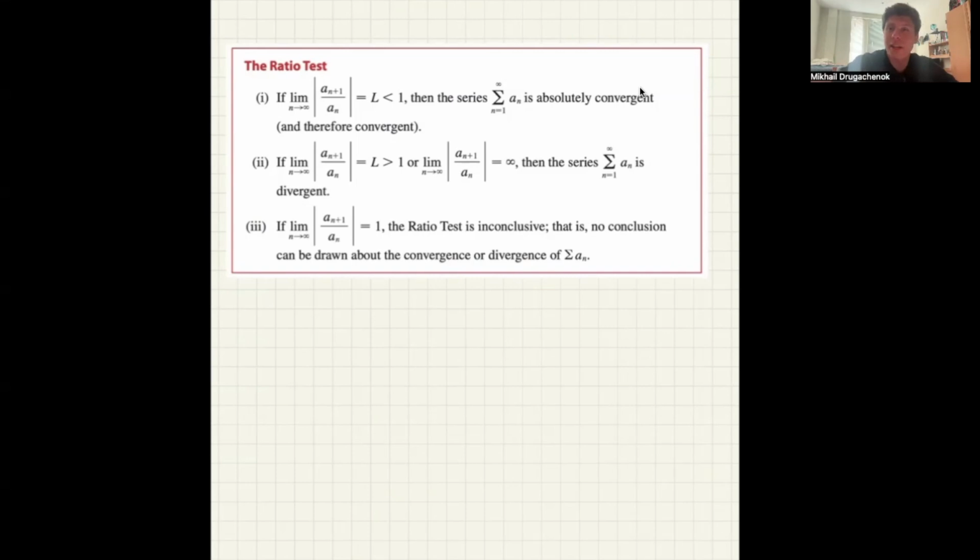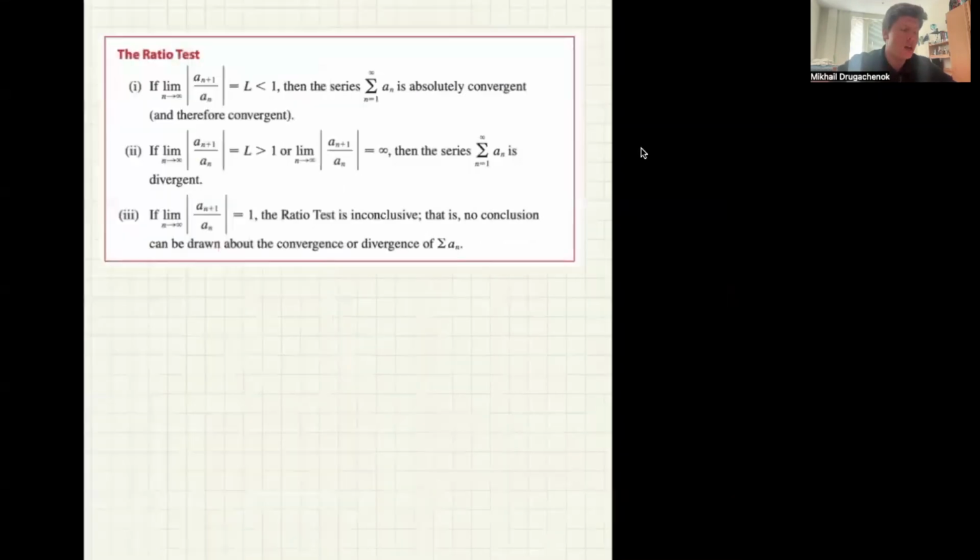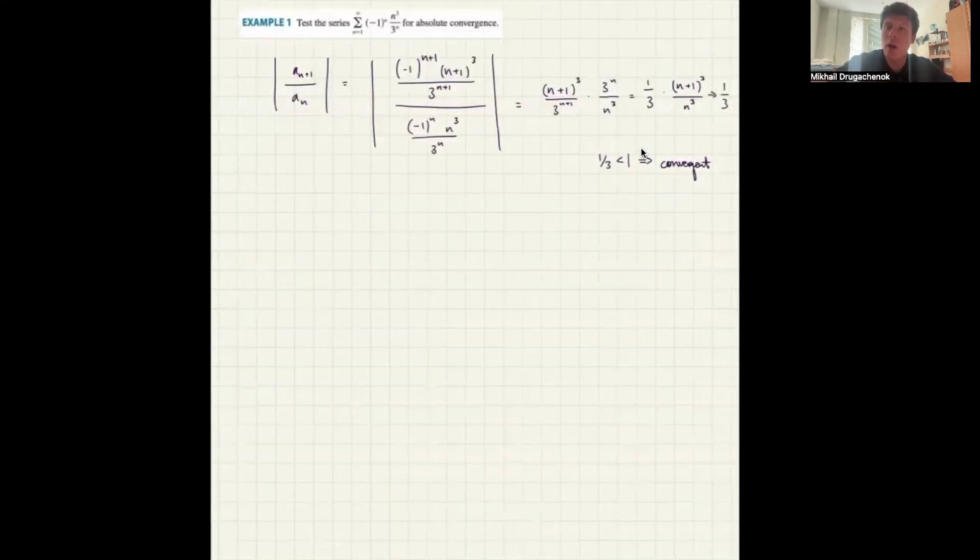The second possibility would be if that limit is greater than 1, and then we say the series is divergent. And lastly, if the limit is equal to 1, this test is inconclusive and we'll need to use other techniques we have learned previously. So let's go on to examples to find out how to use the specific technique.